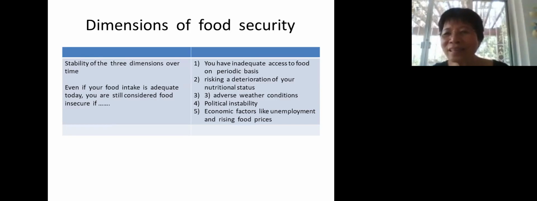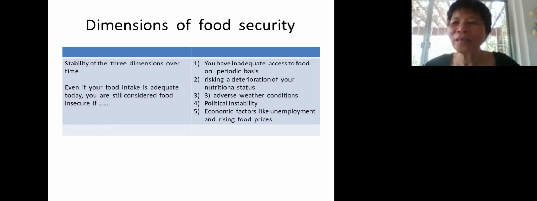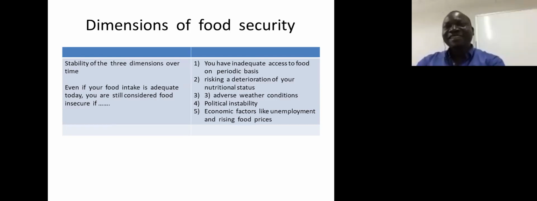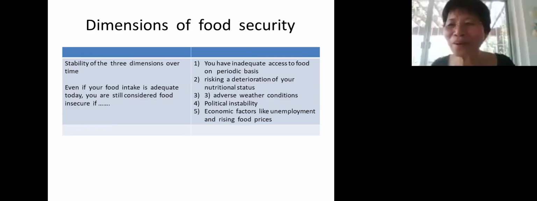The second one is a deterioration of your nutritional status. Nutritional status means that if you are too big, that is also not good. So malnutrition is two things: you are too thin or too stout, too fat. Too fat means you get a lot of carbohydrates and no exercise, of course. Too thin means that you don't really get enough food. So that is the meaning of nutritional status.